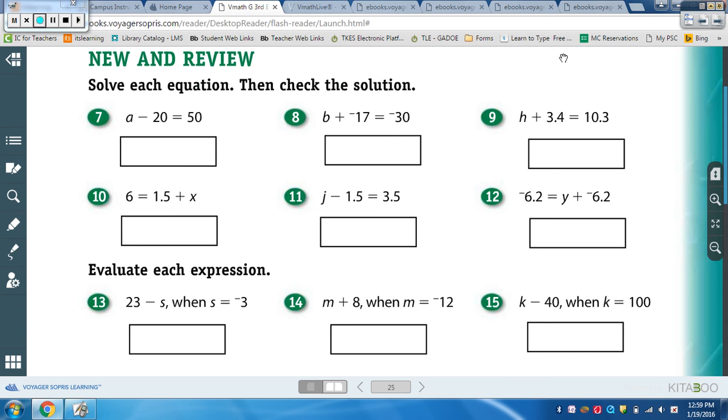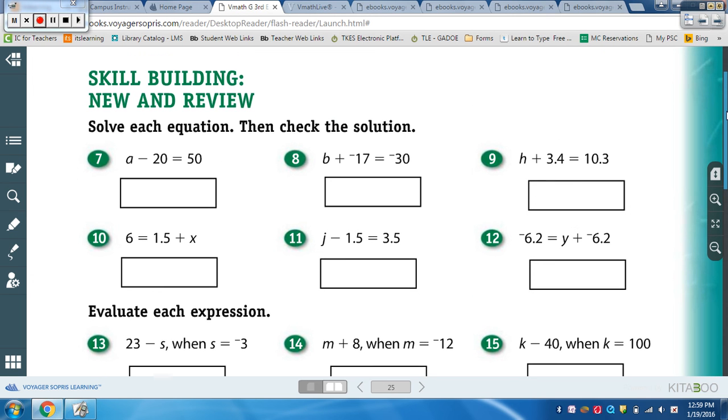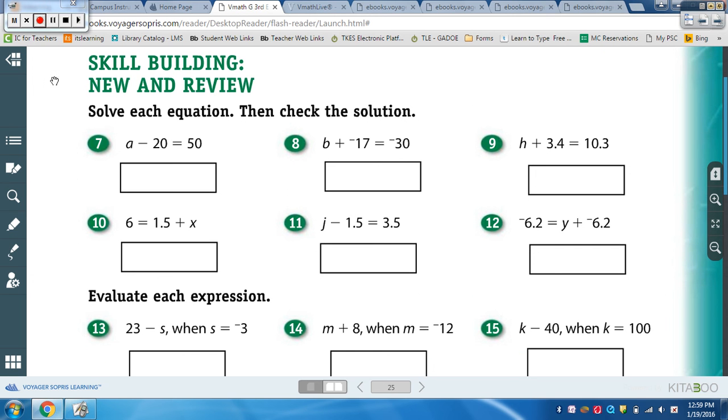I'll walk through the answers, and if you have any questions, you can email me with those questions or put it up on It's Learning there, and we will go over any questions that you might have remotely. So go ahead and work on the skill building new and review. And pause now and work on those.